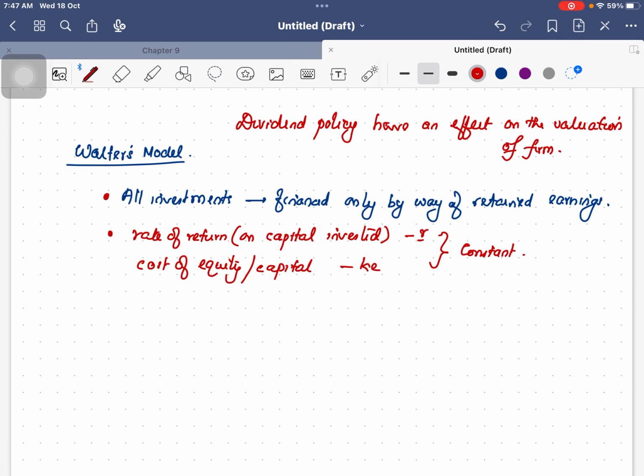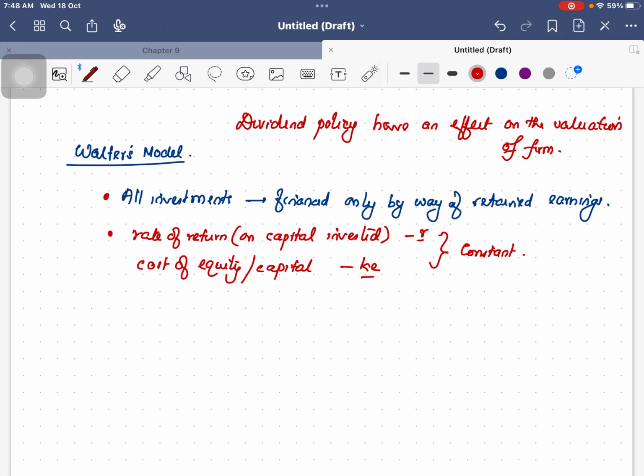So what is the difference between R and KE? This is very important to understand this particular model. R is the rate of return that the entity is able to generate by investing its capital. So you are making some profits and that profit is reinvested into the business. On that you will generate a return of R, that is return on capital. On the other hand, KE is the cost of equity, and we have learned about cost of equity and its computations in the capital structure chapter, so I am not going into that. So there is R and KE and both these values are constant.